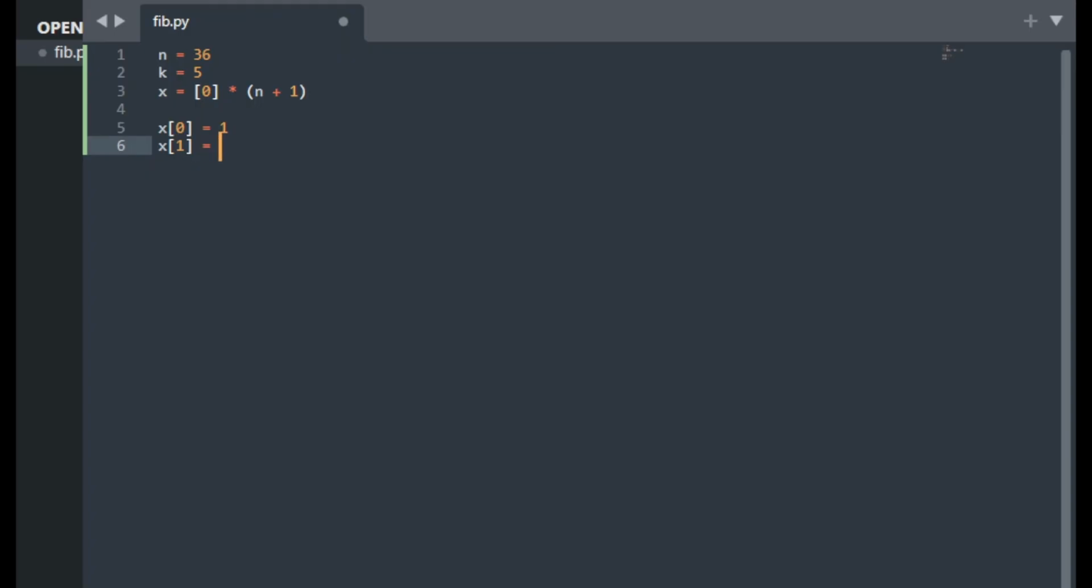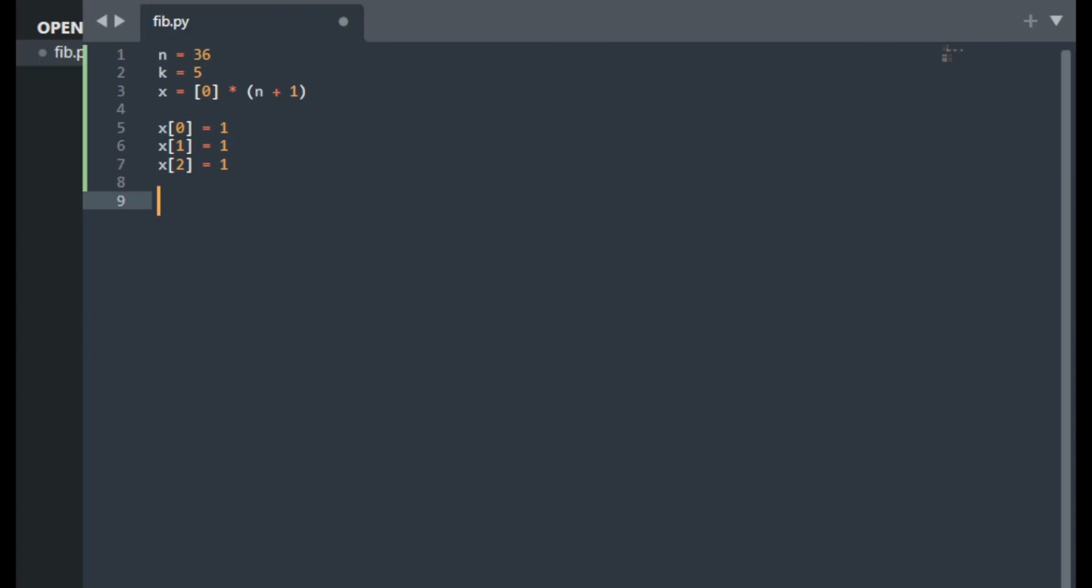X of 1 equals 1. Month 1, we have our initial pair of baby rabbits. X of 2 equals 1. Month 2, those rabbits are now mature but haven't reproduced yet, still just one pair. These three values seed our entire calculation.